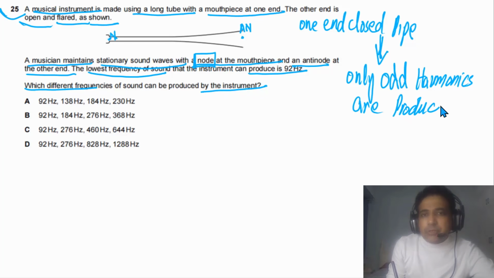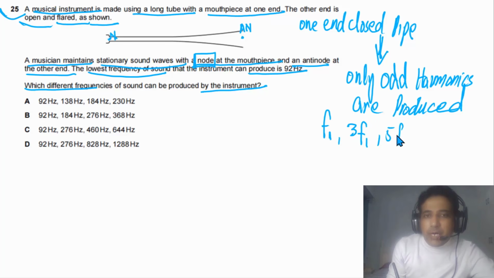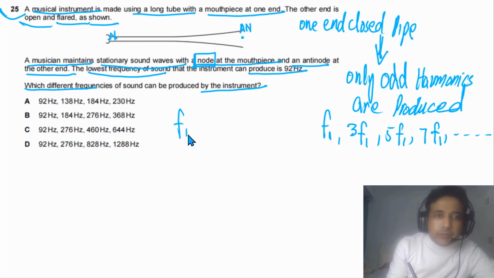And this question is a repeated question. You will also see this one in other past papers. Only odd harmonics are produced. It simply means that there will be frequency F1, the fundamental frequency. Then the next frequency will be 3 times F1, and the next frequency will be 5 times F1. The next one will be 7 times F1, and so on. So the fundamental frequency is given to us, that is equal to 92.